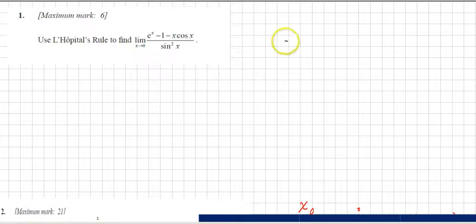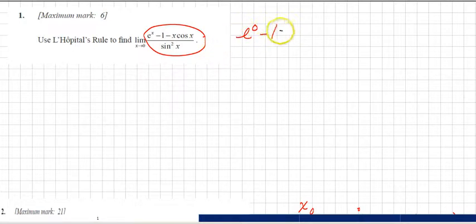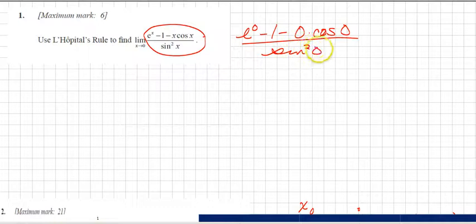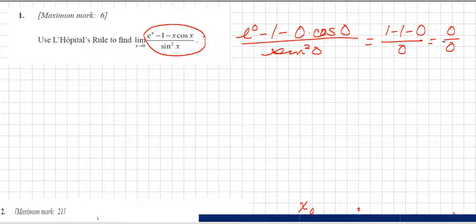The first step is to sub in 0 into the expression e to the x minus 1 minus x cosine x over sine squared x. All right, subbing in 0 for x, we'd have e to the 0 minus 1 minus 0 times the cosine of 0 all over sine squared 0. Well, e to the 0 is 1 minus 1, that's 0. 0 times cosine of 0 is going to give us a 0. And the sine of 0 is 0, so 0 squared is 0. The result is 0 over 0. So we know that L'Hopital can be used to evaluate this limit.